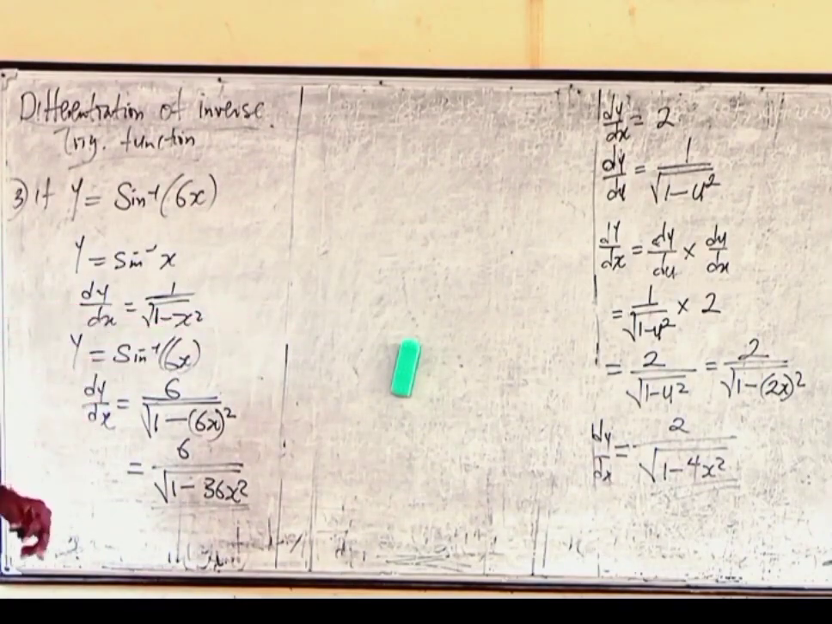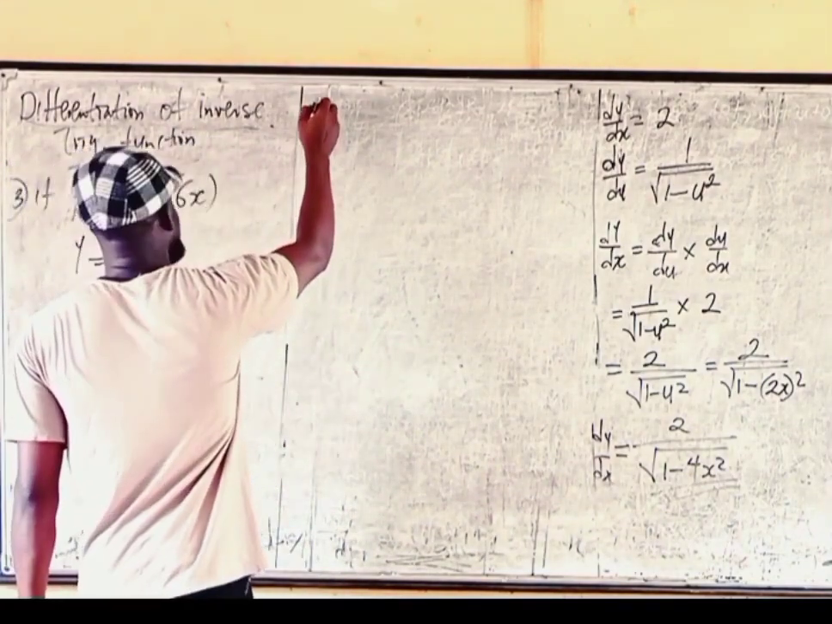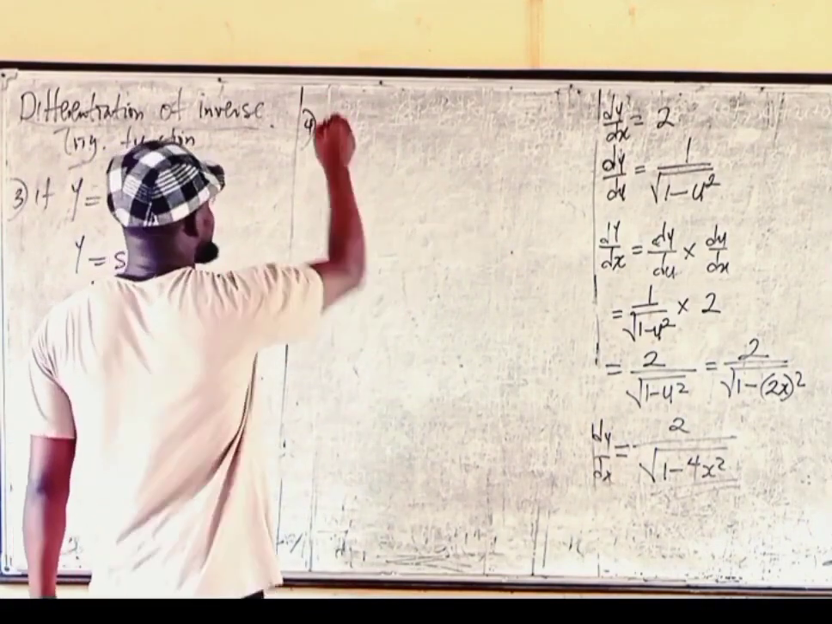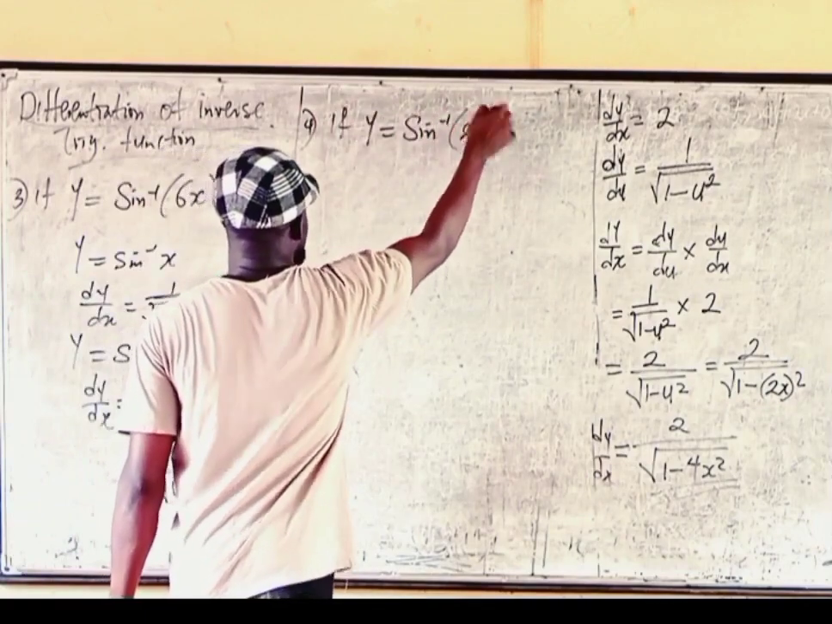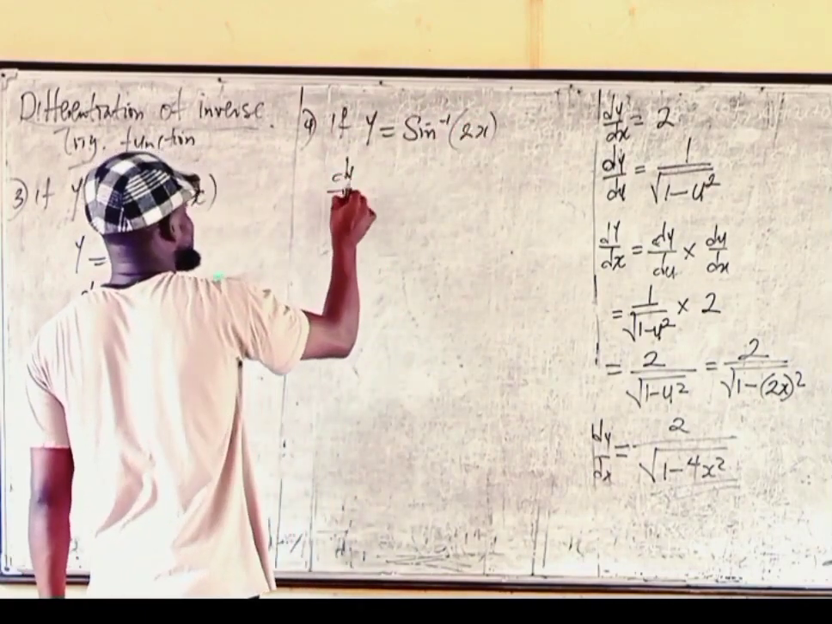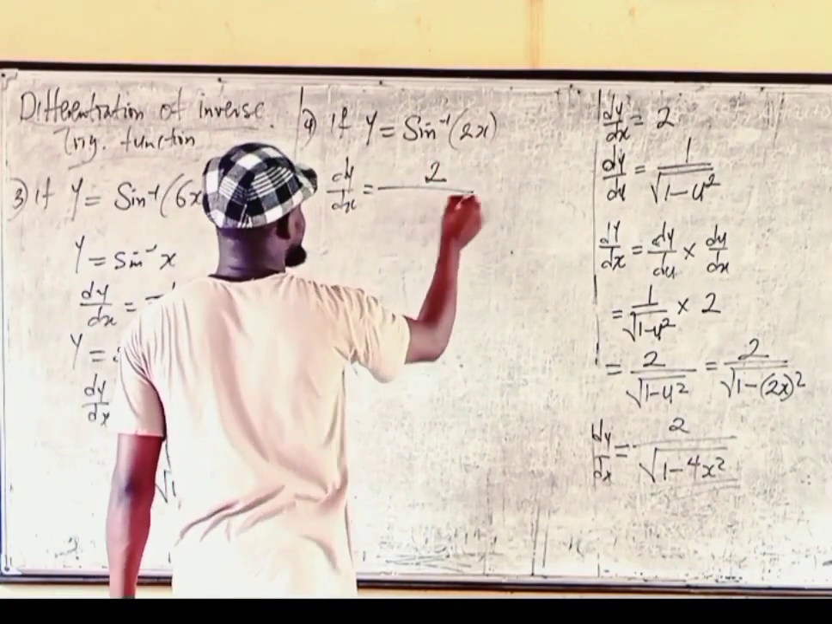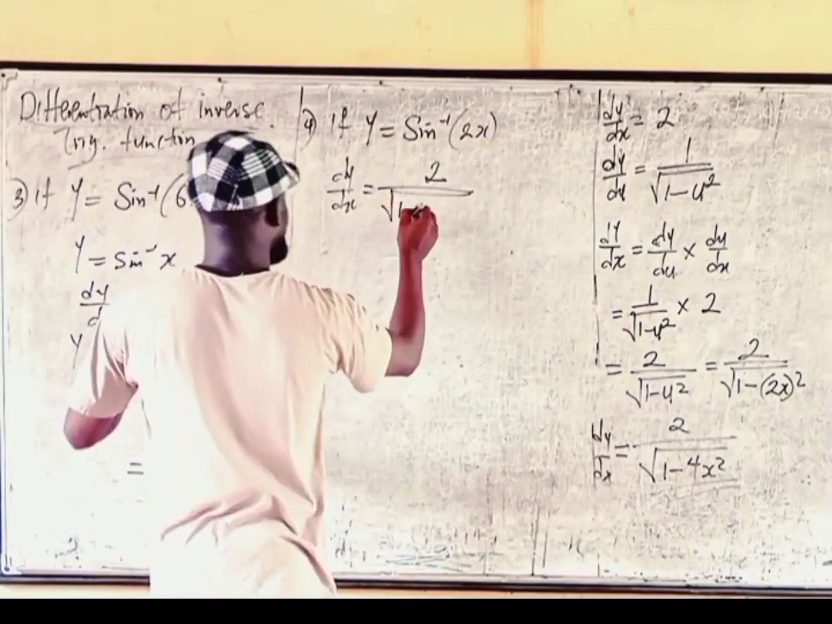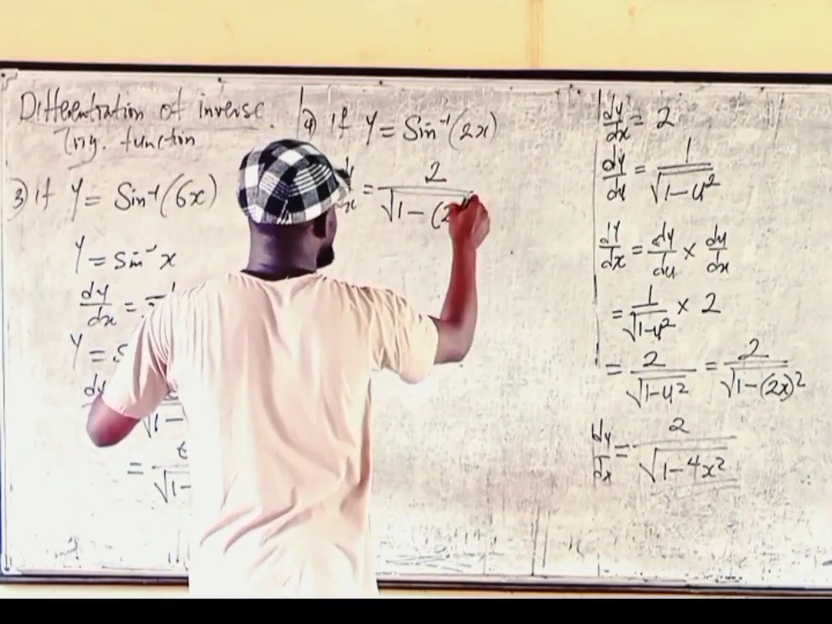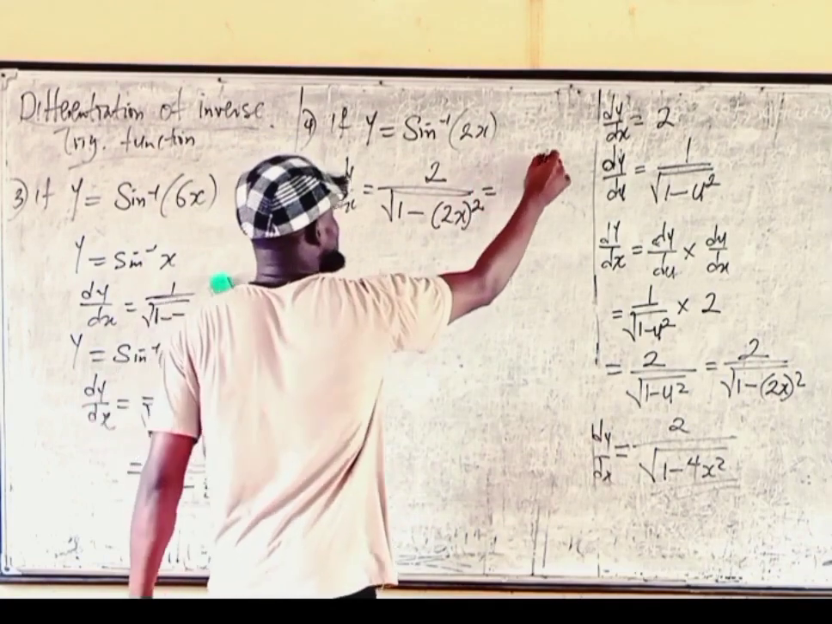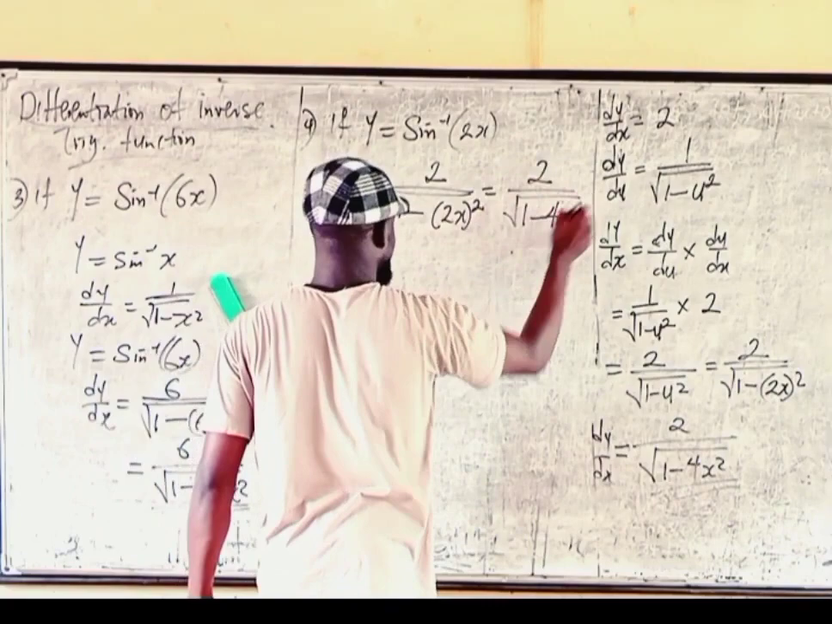Okay, let's try that question. So that's what I'm trying to say. Let's try that question. Then number 4. Let's repeat this question too. If y is equal to sine inverse of 2x, dy over dx must be: differentiate 2x, you have 2. The square root of 1 minus, not x squared, we use 2x. But 2x is what is here, so you square it. This one gives you 2 over the square root of 1 minus 4x squared.